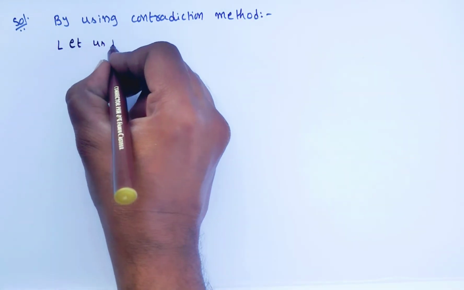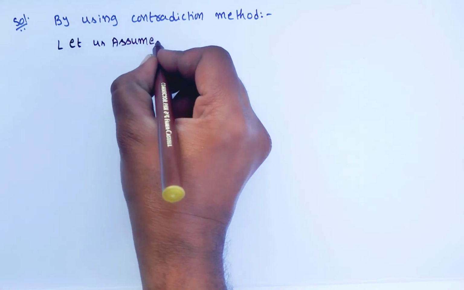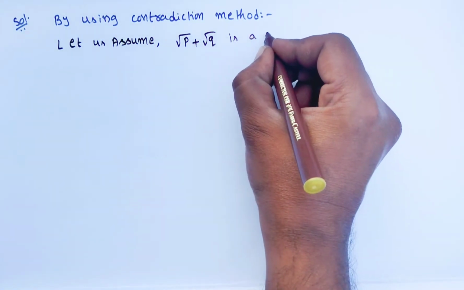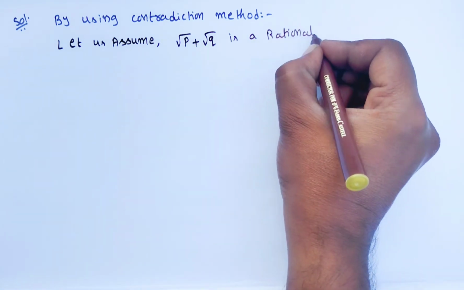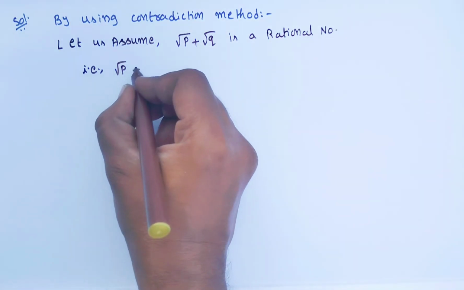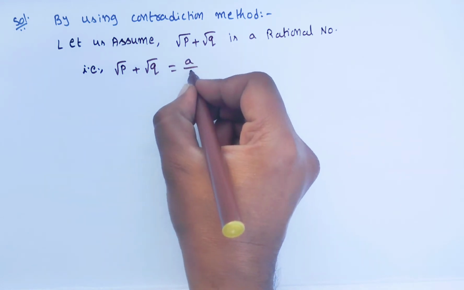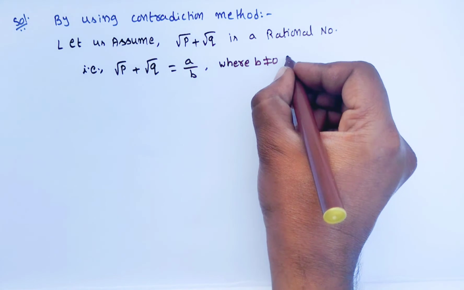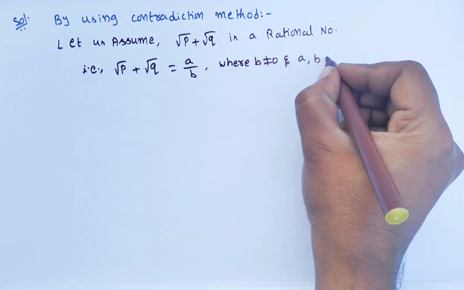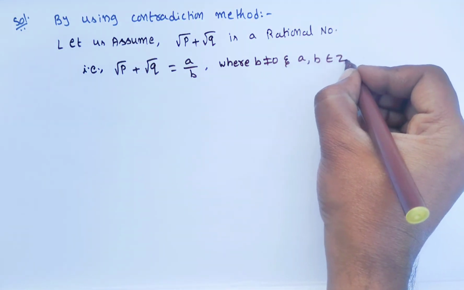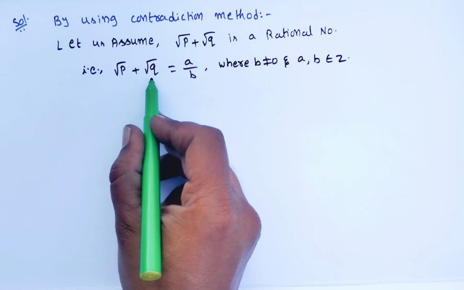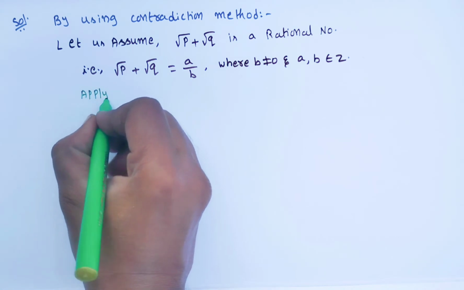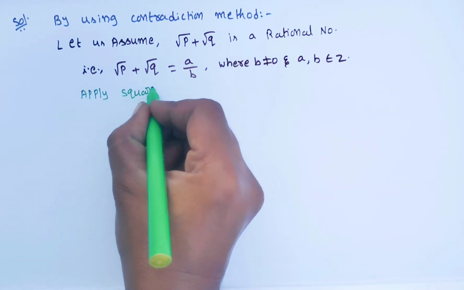Let us assume that root p plus root q is irrational, but our assumption is that it is a rational number. That is, root p plus root q equals a by b, where b is not equal to 0 and a, b belong to integers. The LHS contains square roots, so apply squaring on both sides.